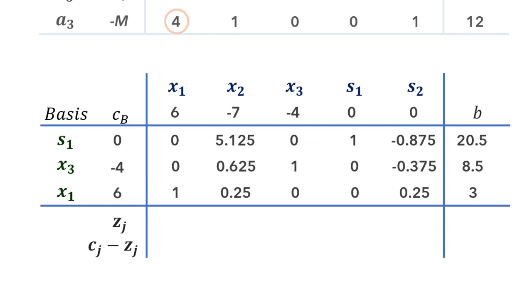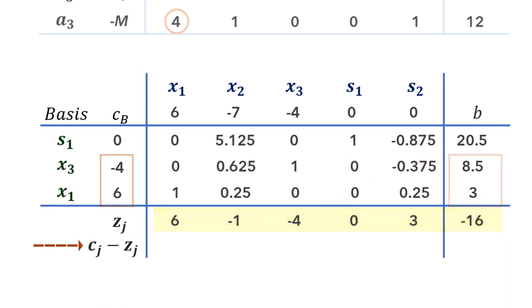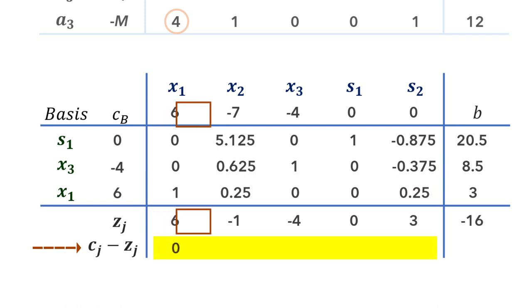For the zj row, we can again ignore the first row since its CB value is 0. Hence for the x1 column, negative 4 times 0 plus 6 times 1 is 6. Negative 4 times 0.625 plus 6 times 0.25 is negative 1. Then we have negative 4, 0, 3, and negative 16. For the net evaluation row, 6 minus 6 is 0. Negative 7 minus negative 1 is negative 6. Then 0, 0, and negative 3. Since there is no positive value in the net evaluation row, the objective function cannot be improved further.